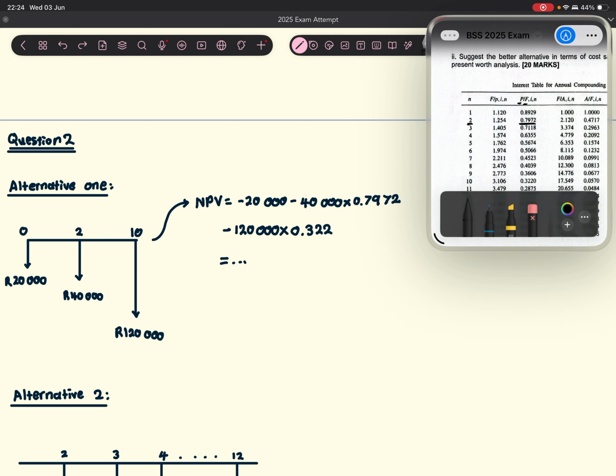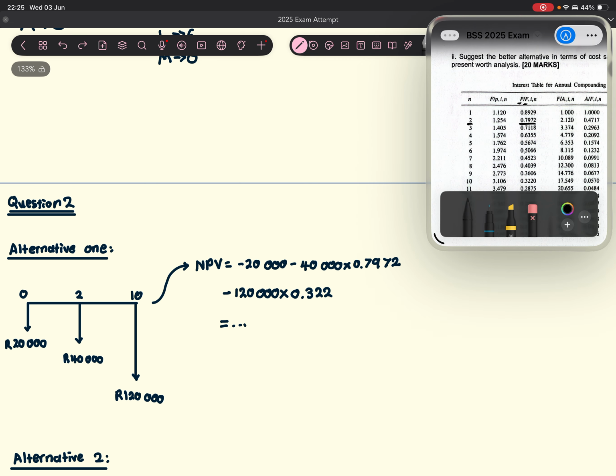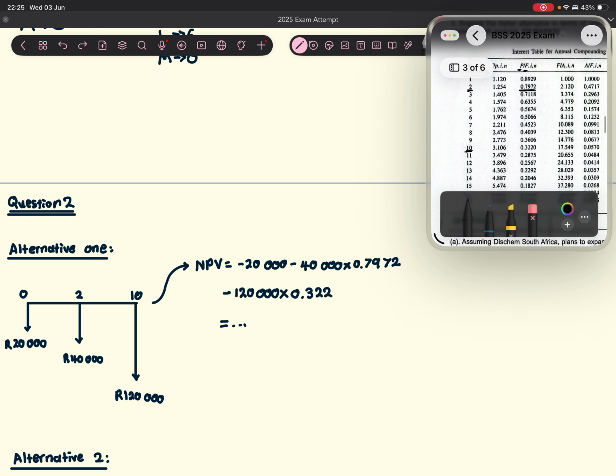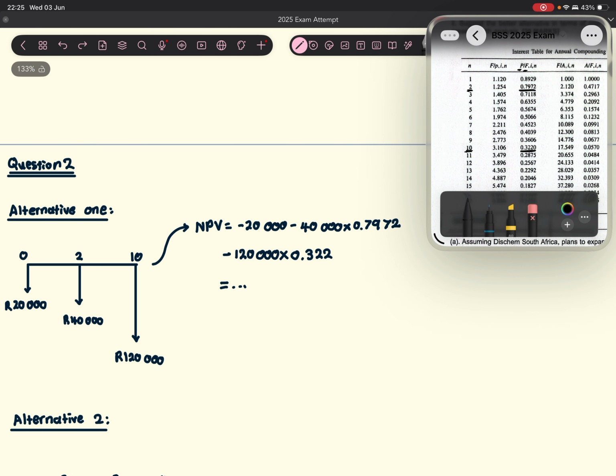So we're going to multiply it by 0.7972. Cool. Then we go to this payment made at year 10. It's going to be minus 120,000 multiplied by the factor for year 10. So you go to n is equal to 10, and we want present value given future value. That's going to be your factor. Then cool, you'll get your net present value.